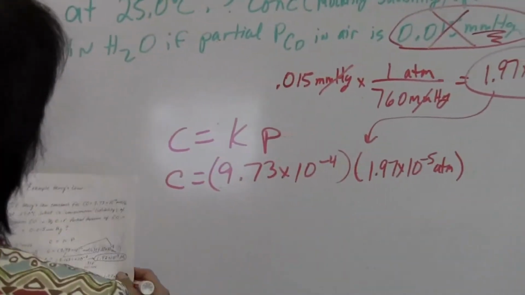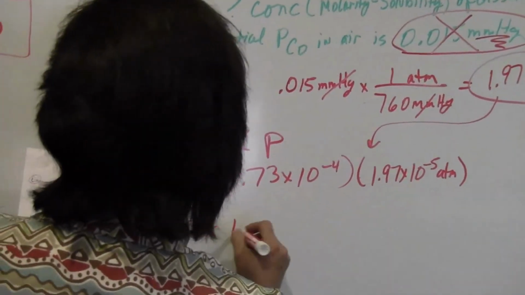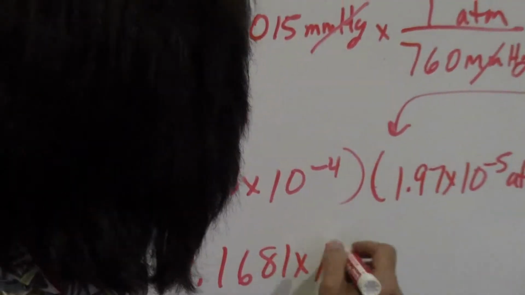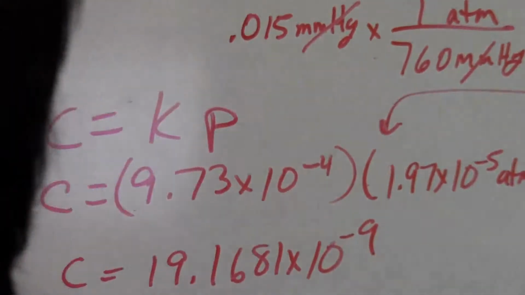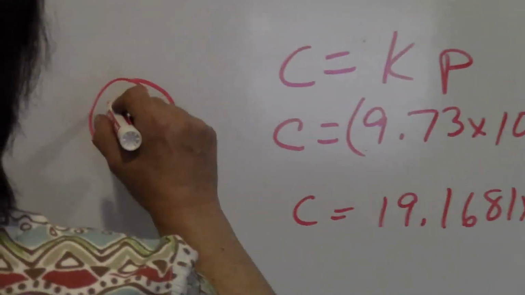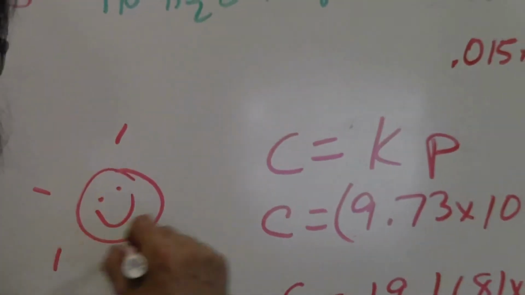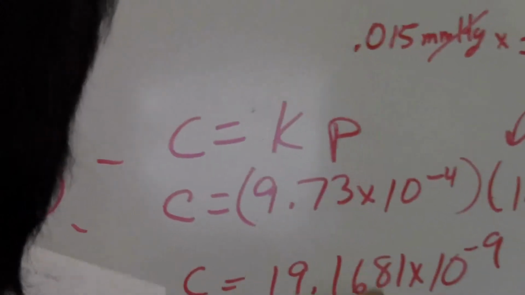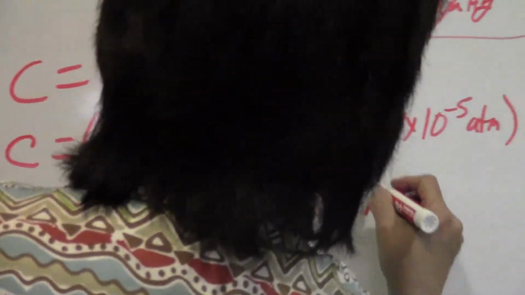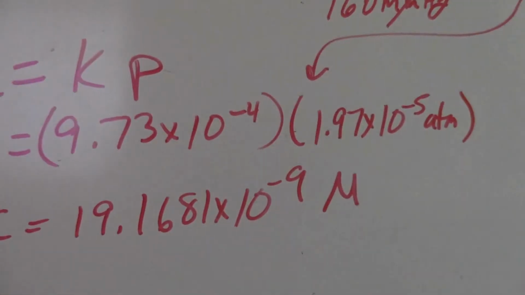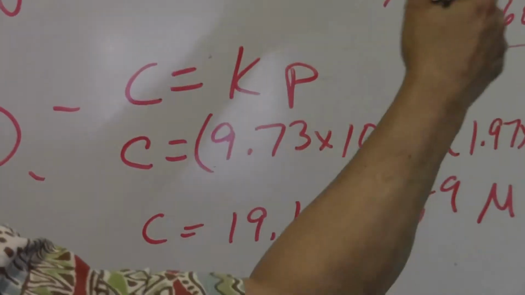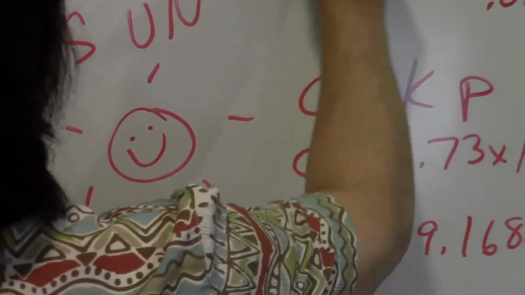So our solubility is 19.1681 times 10 to the minus 9th. We're going to do our SUN, significant figures, units, and number. We have number. Units, you know, it's concentration, so it's going to be a capital M, or moles per liter, or moles liters to the -1. For significant figures, we go back to our problem.